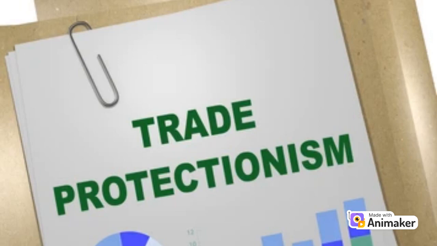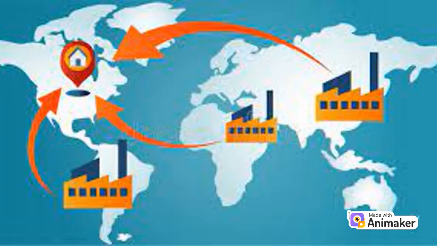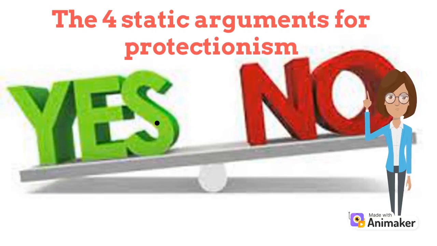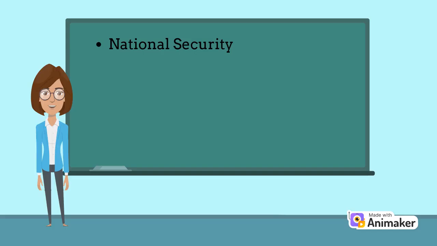The four static arguments for protectionism. National security. If a product is used in the manufacturing of military goods or other security-sensitive products, it may not be wise to import it from another country. A domestic industry needs to be protected through trade restrictions to make sure that it continues to supply enough of the product and not become dependent on other countries.